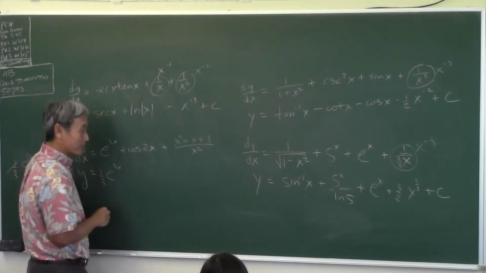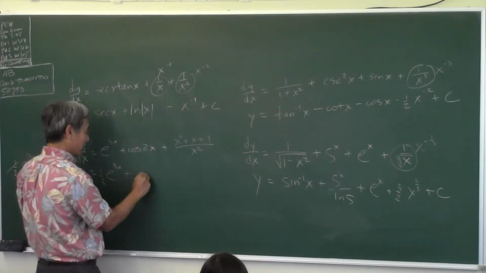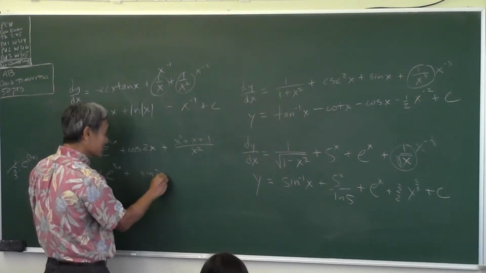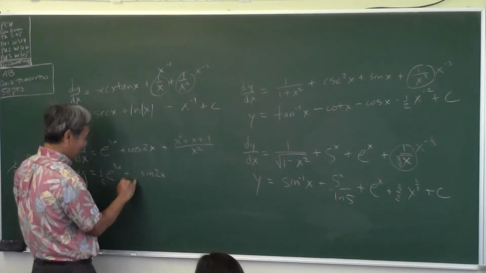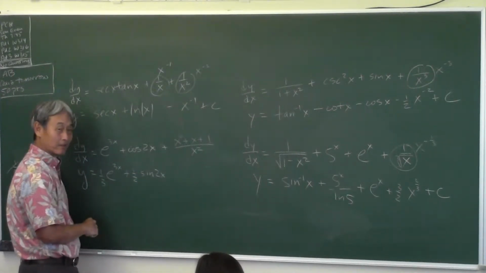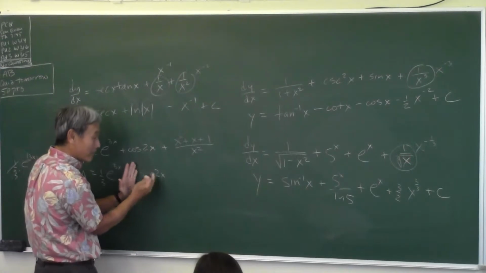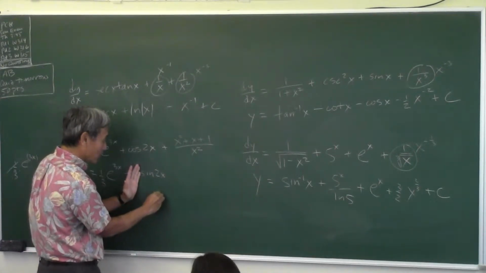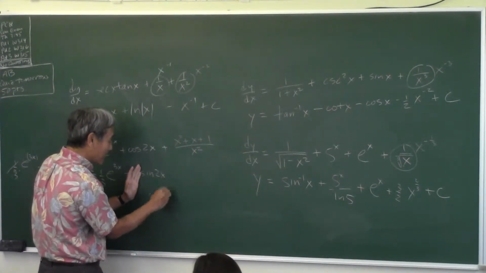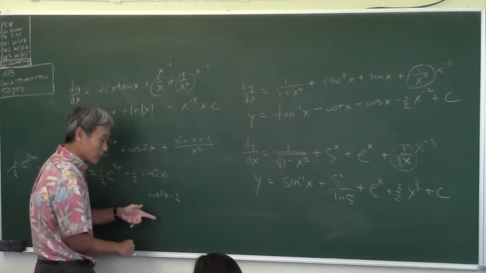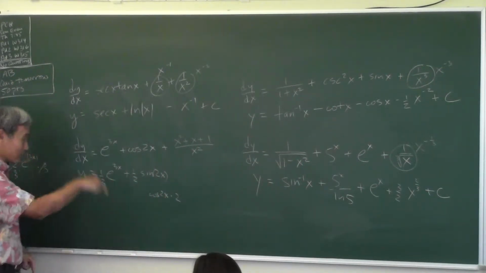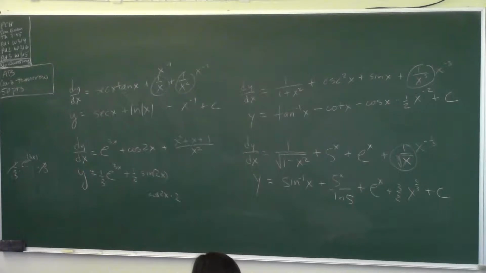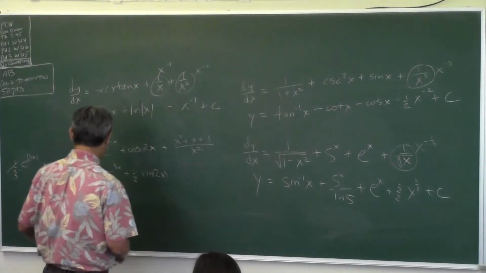Okay, what about this one? What's the antiderivative of cosine 2x? Is it just sine 2x? No, because I left the space for the 1/2 there. Because the derivative of sine 2x is cosine 2x times the derivative of the box, which is 2. That's why you need that 1/2 to cancel out that 2. You guys get it? Yeah, we did this before. We just had vacation was too long.